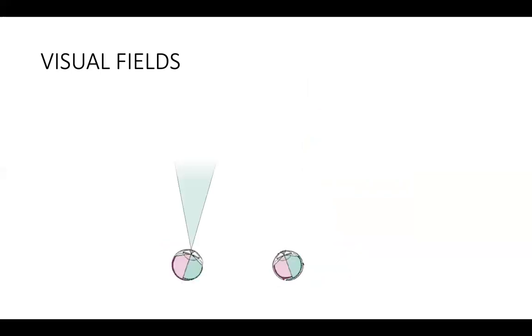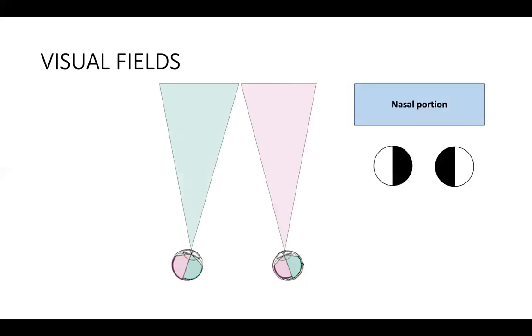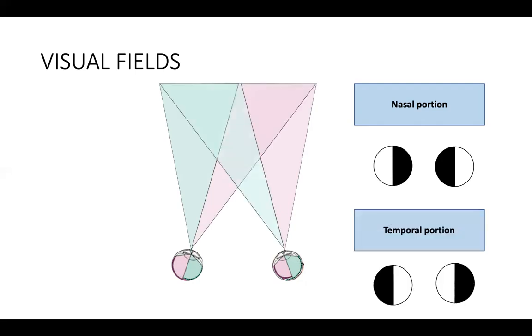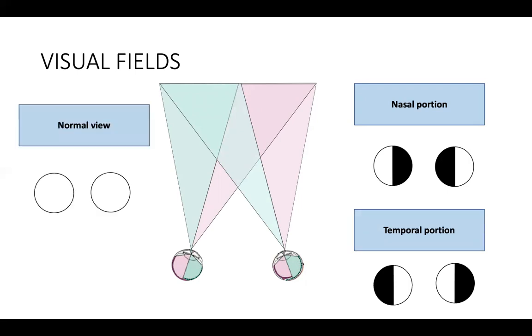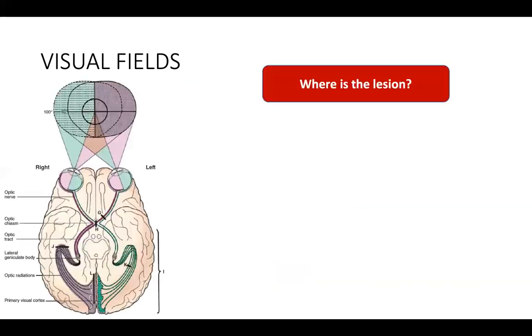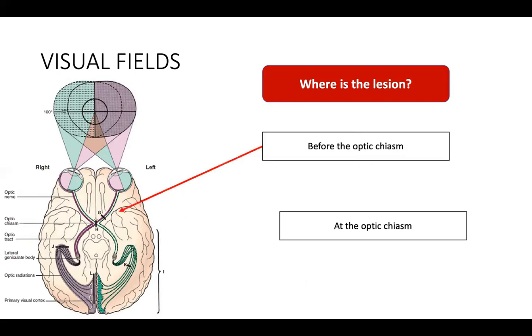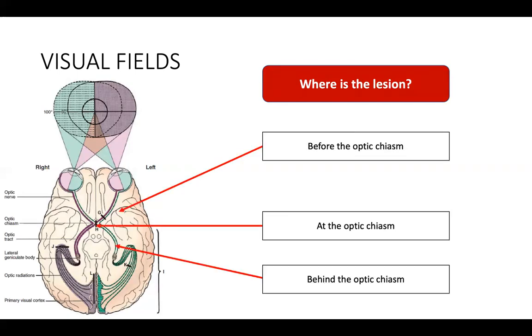The nasal portion of the eye sees the temporal visual fields, while the temporal portion of the eyes sees the nasal visual fields. These are processed into one image in the visual cortex. The crux of a visual field analysis is to decide whether the lesion is before, at, or behind the optic chiasm.